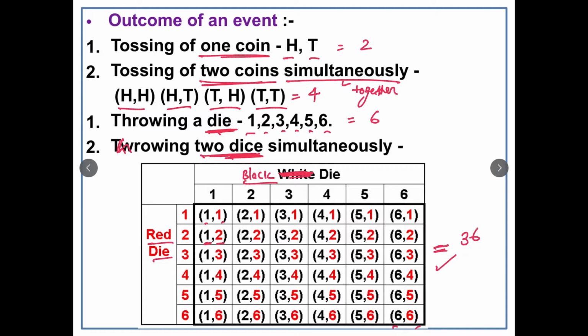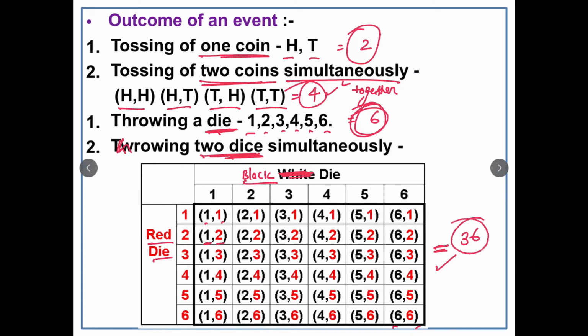Okay, so when one coin is tossed, the number of outcomes is 2. When two coins are tossed, the number of outcomes is 4. When one die is thrown, the number of outcomes is 6, and when two dice are thrown simultaneously, the number of outcomes is 36.